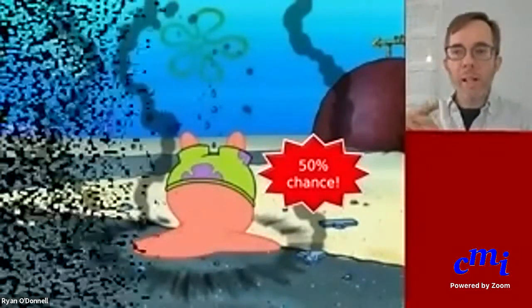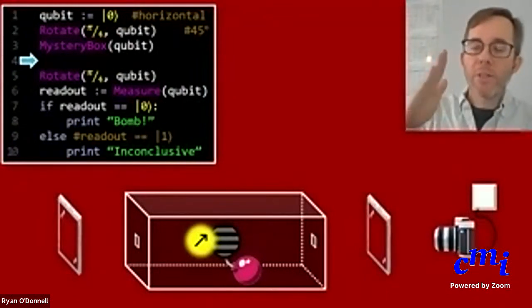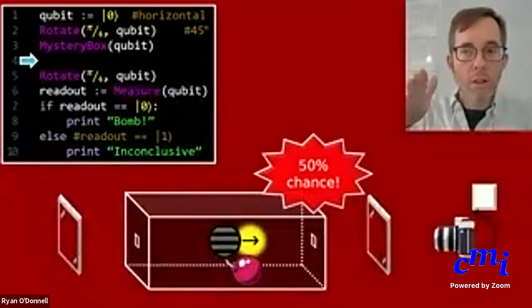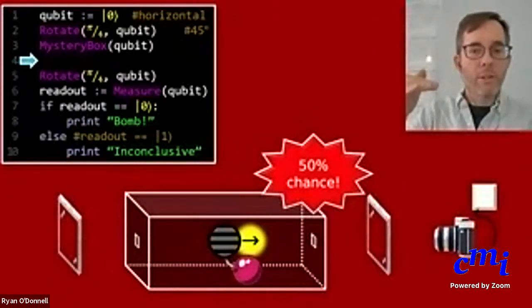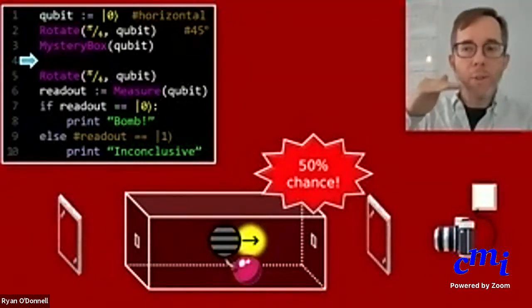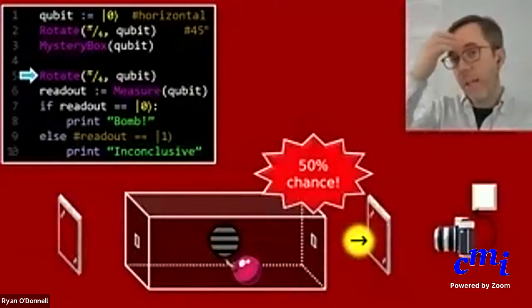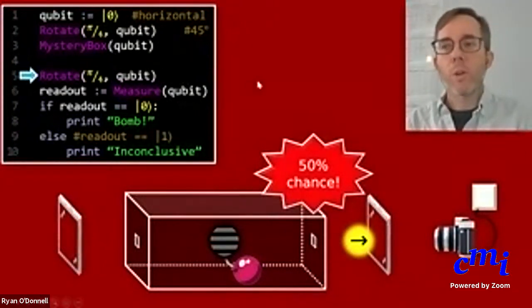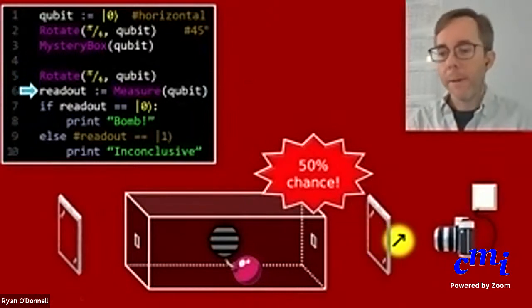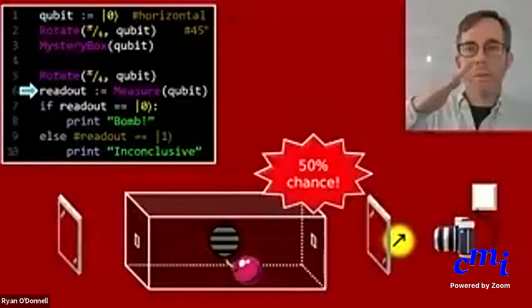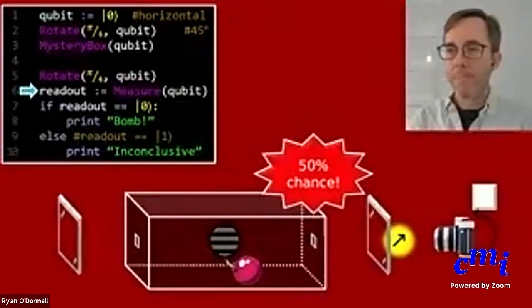But let's rewind time a little bit. And remember that as it's going in, there's also a 50% chance that it'll get measured to horizontal. And then it just passes through. Now it's coming out of the box, horizontal polarization. And the next step of the code is to rotate by 45 degrees. So now it's actually back into equal superposition of horizontal and vertical. It's at this 45-degree angle.